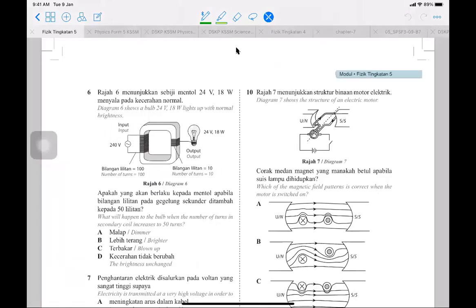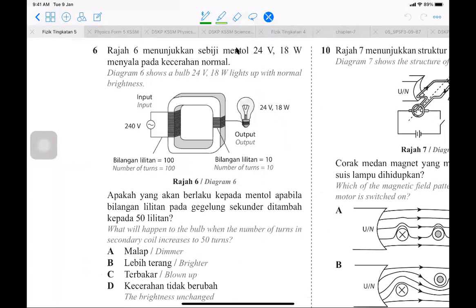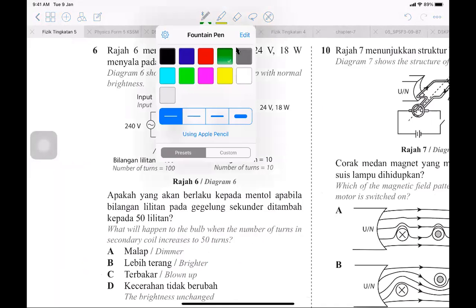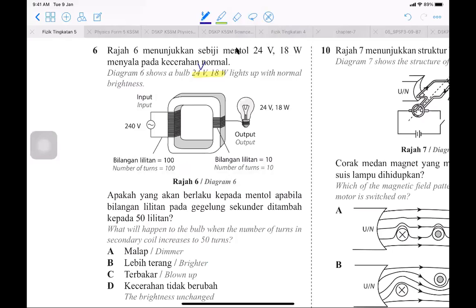Okay, next question, number 6. Question number 6, diagram 6 shows a bulb 24 volt and 18 watts. So we have here values for, this one is V, and this one is for power. Lights up with normal brightness. What will happen to the bulb when the number of turns in secondary coil increases to 50 turns? So which one will be the correct answer?